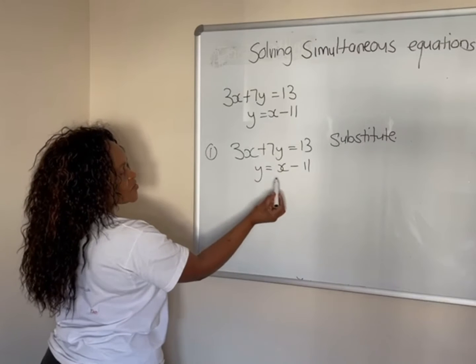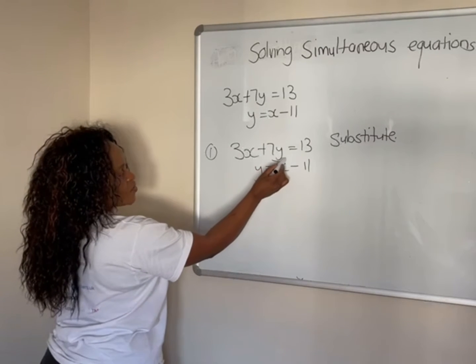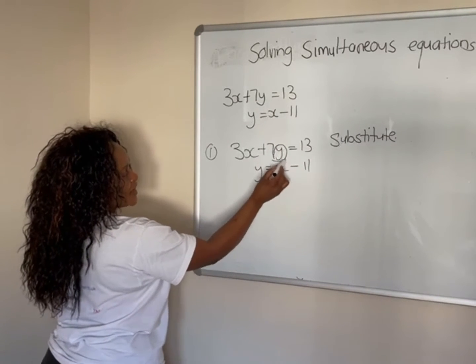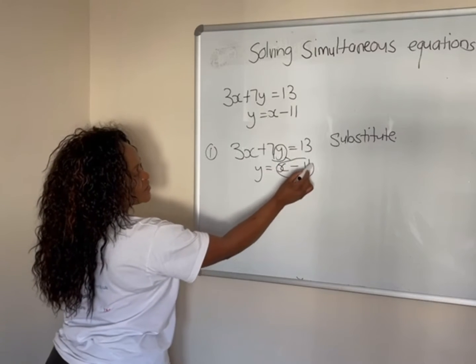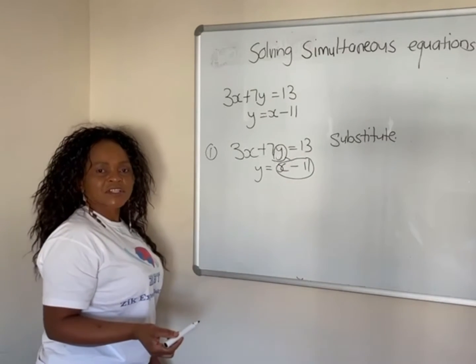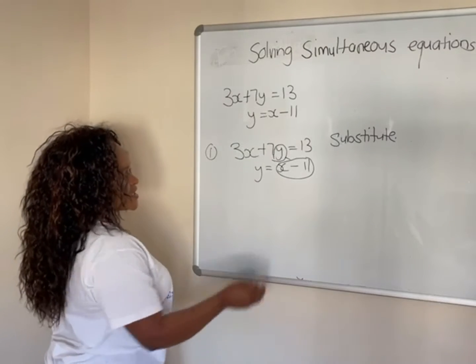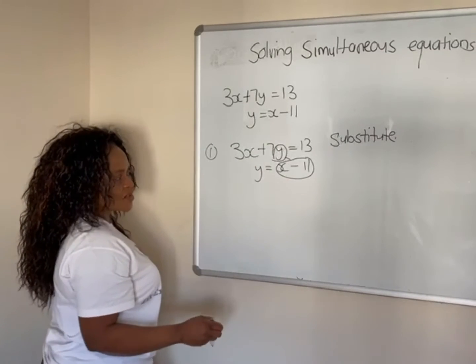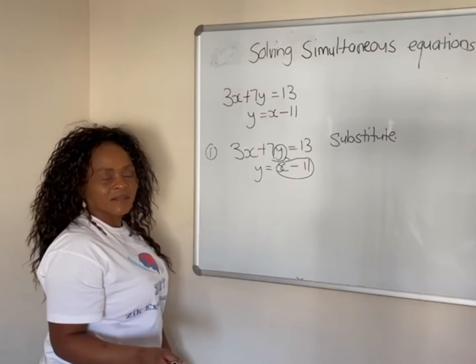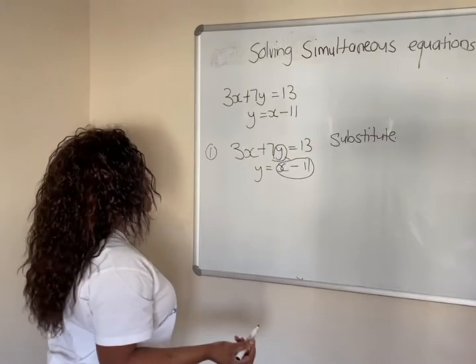Okay, what that means is, instead of writing this y, because I already know y is x minus 11, I'm going to write this and substitute. So I'm going to substitute equation 2 into equation 1. Instead of writing that y, I'm going to write x minus 11. Then they'll all have x on them, so that will be easier for me to solve.